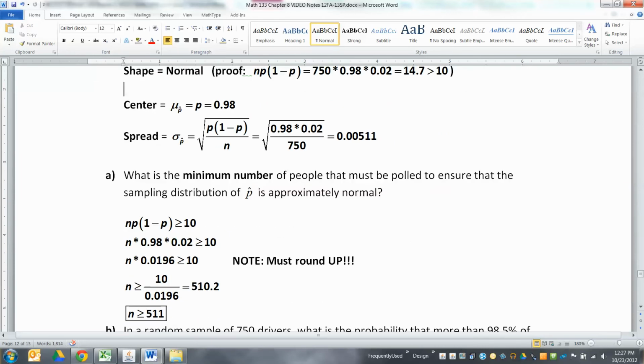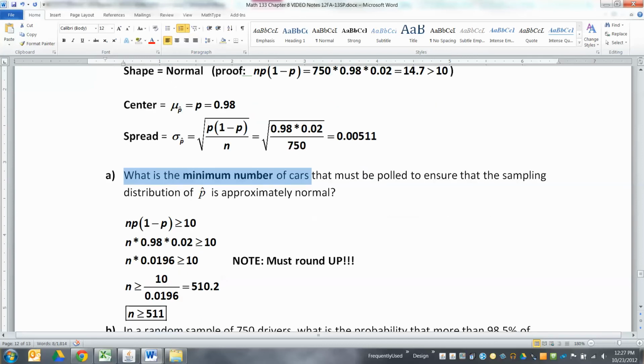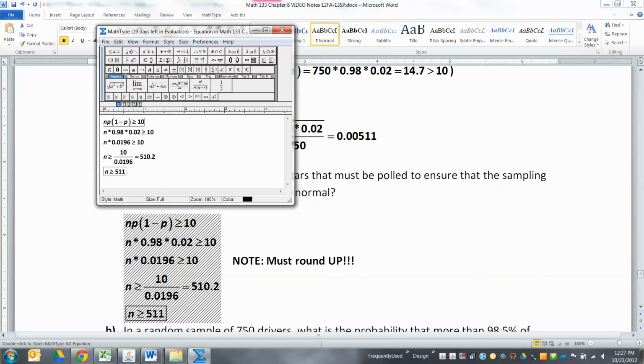Now, they did ask, what is the minimum number of, technically, cars that should be pulled in order to ensure that this is normal? Okay, so remember that normal is n times p times 1 minus p has to be bigger than 10, right? Okay, but what they're saying is, what is the minimum number of cars, i.e. what is n? So you leave n as a variable, but you put in 0.98 and 1 minus 0.98, which is 0.02. Okay, now if you multiply 0.98 times 0.02, you'll get 0.0196 right there. Here, I'll open it up.